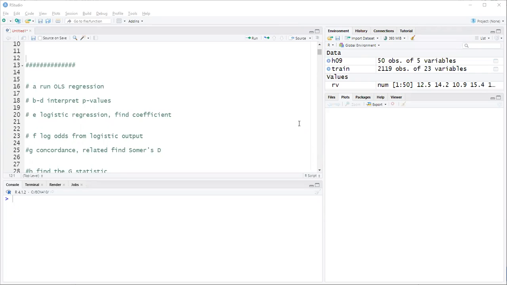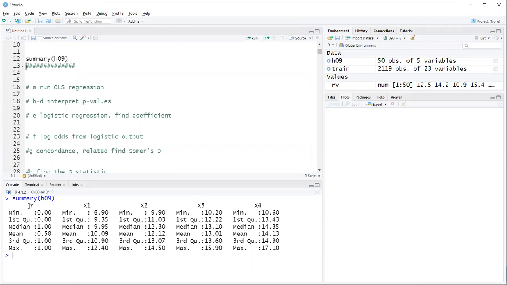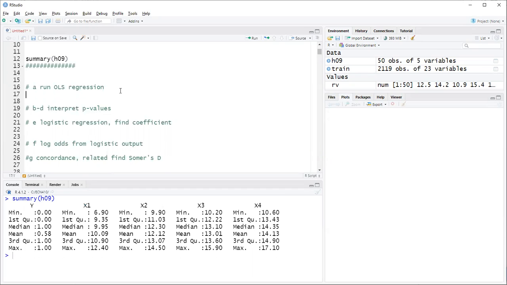Welcome. In this video, I'm going to walk through an example that relates to homework 9 on logistic regression. So I have a data set already in here, and let me just give you a summary of that. I've got these variables y, x1 through x4. And again, you can take a better look at them. You already are familiar with making box plots, histograms, and so on. So if you want to do that, but let's just run an OLS regression here.